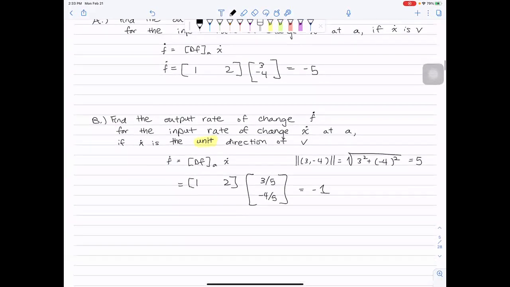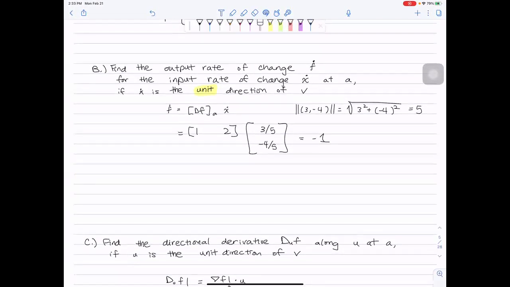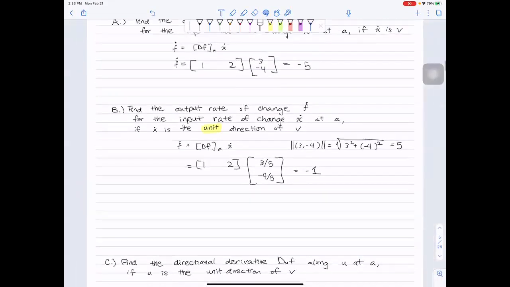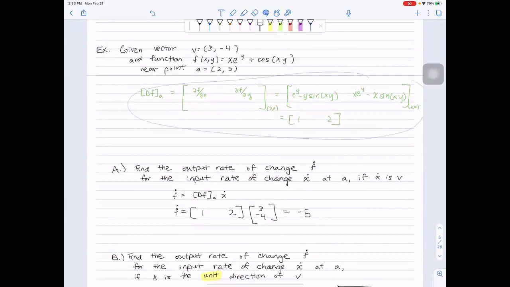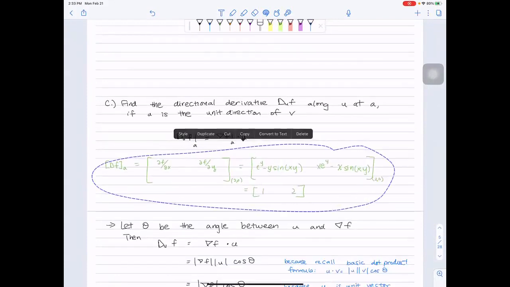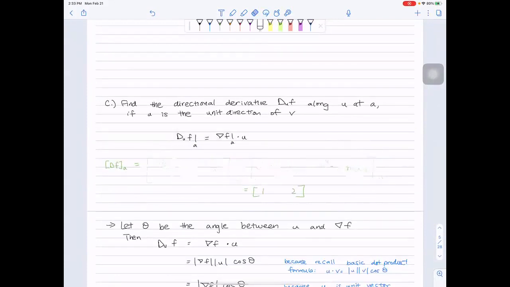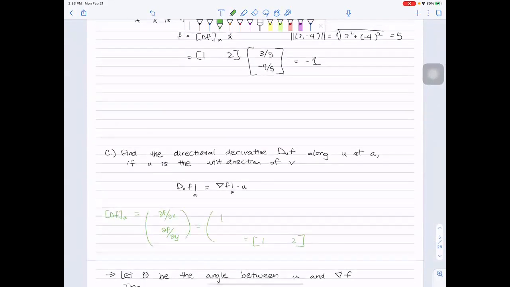But now what if they say part 3, find the directional derivative along u at A. So now the only difference is that we've changed languages, kind of. What was our derivative matrix? It was this up here. But what did I say about the gradient? I said that it's written vertically. So this is the partial with respect to x, the partial with respect to y. And we get the same thing, but written vertically like this, (1, 2).